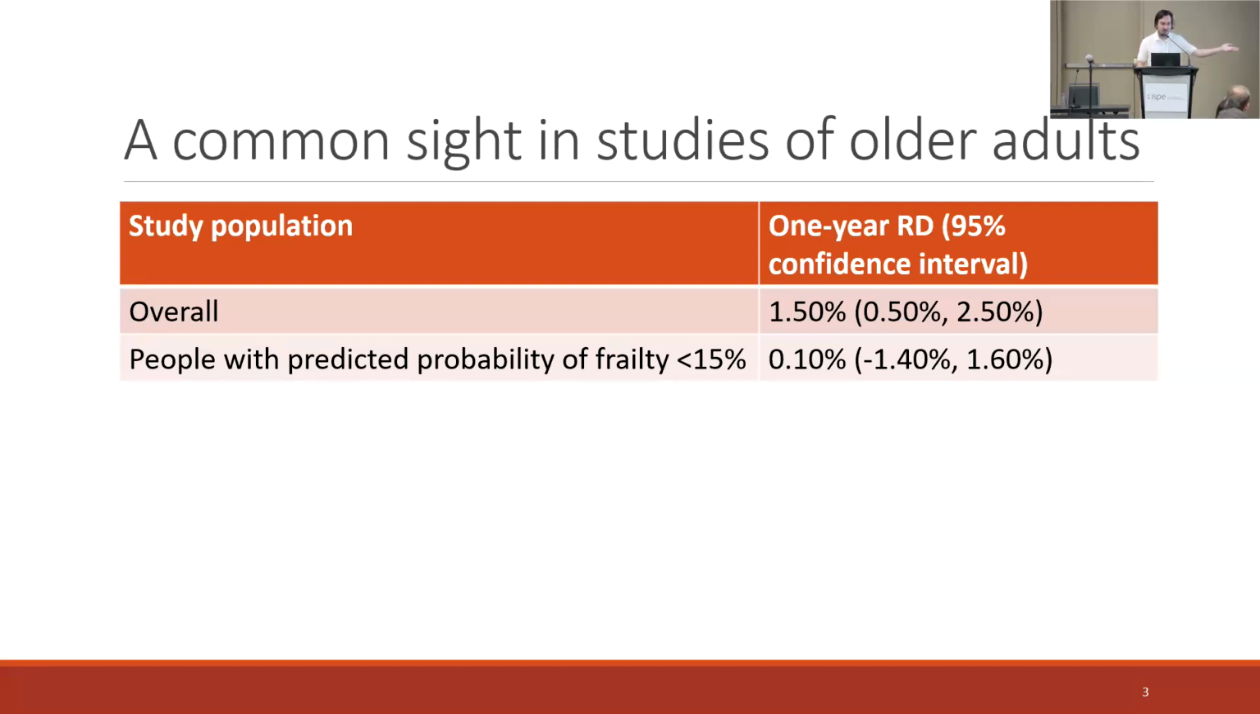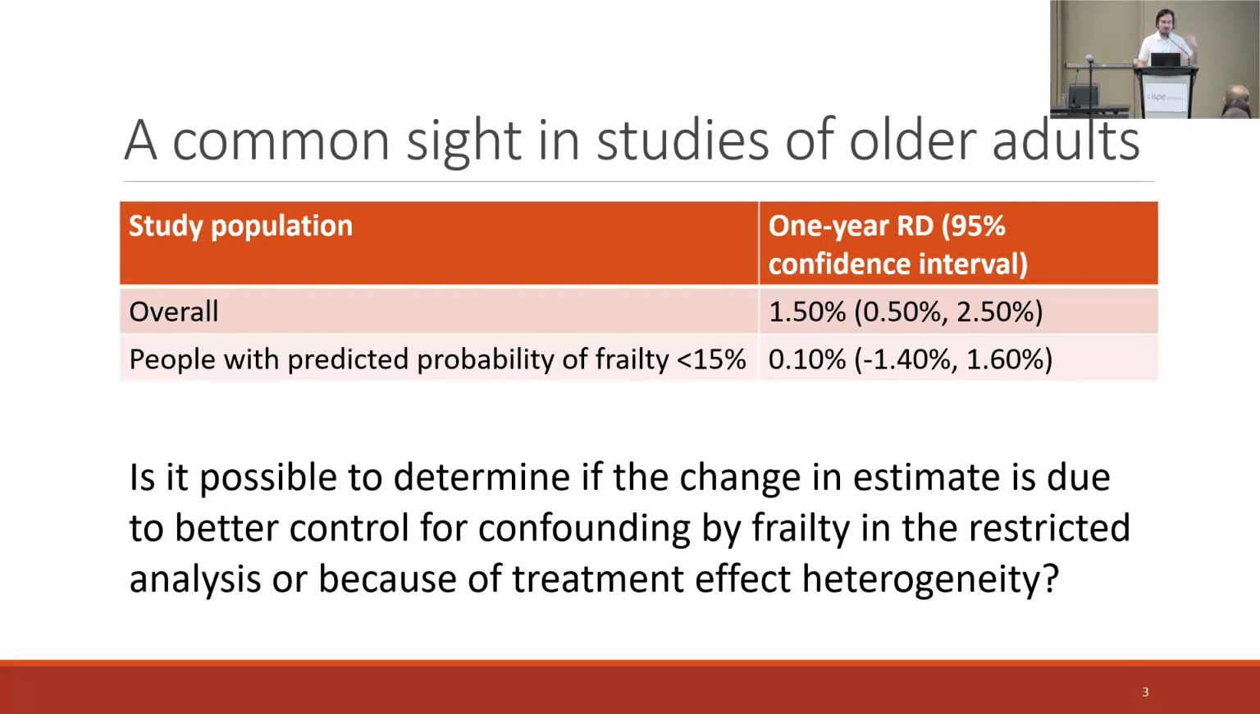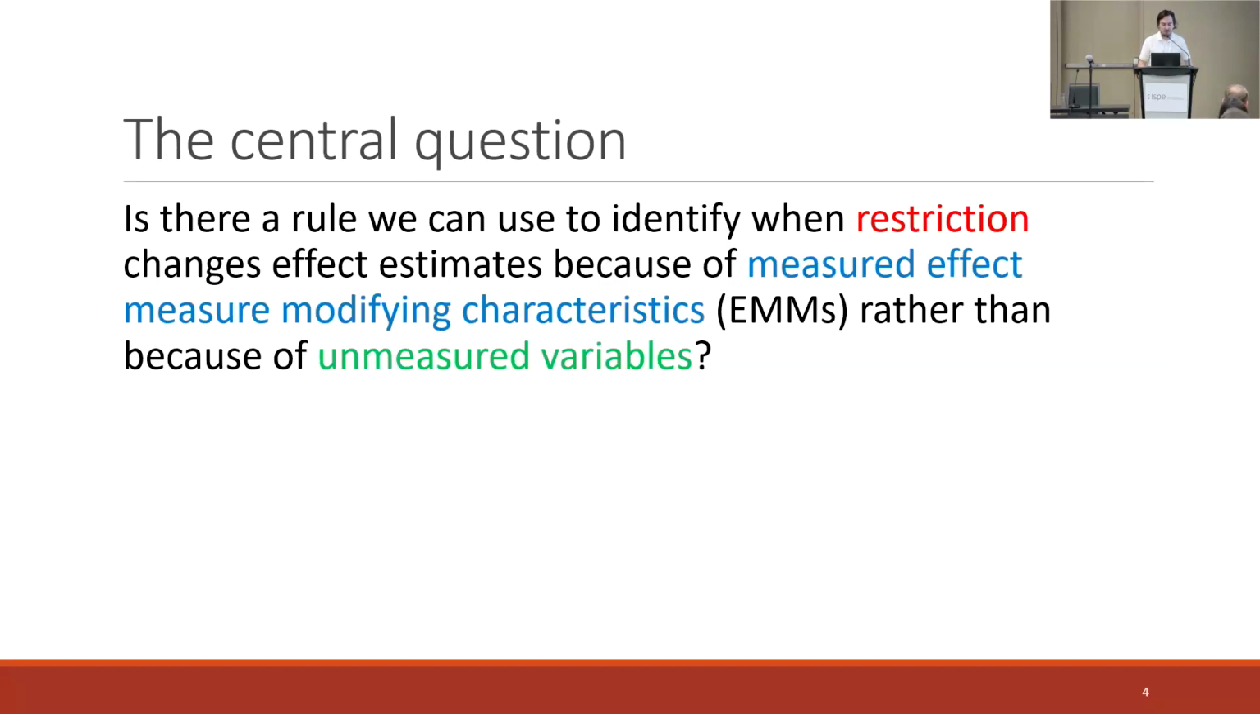These are qualitatively different risk differences. We might be concerned about whether we removed confounding. Did we get better control for confounding by restricting to this one stratum? Or is it because the overall population just has a different distribution than the people who have a low predicted probability of frailty when it comes to variables that modify the treatment effect we care about?